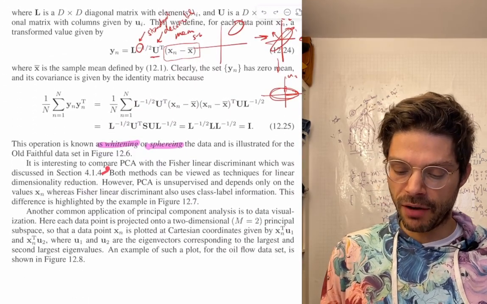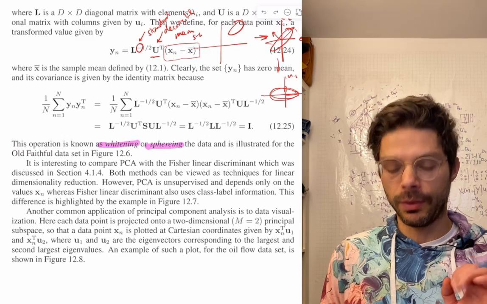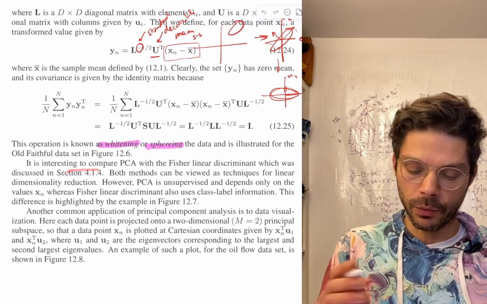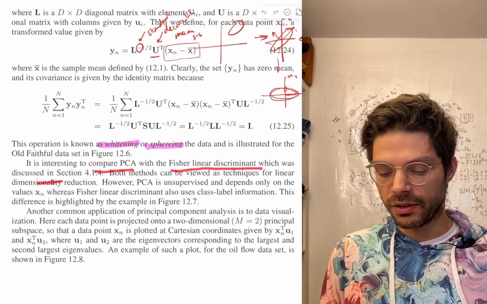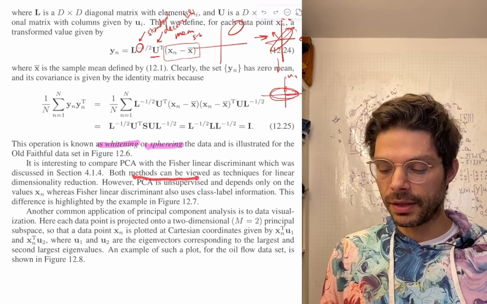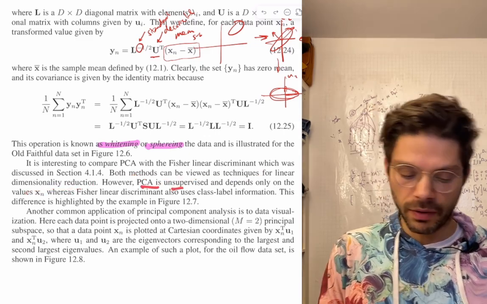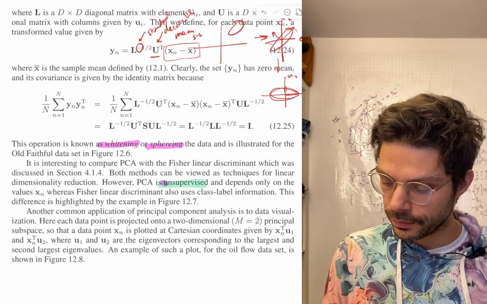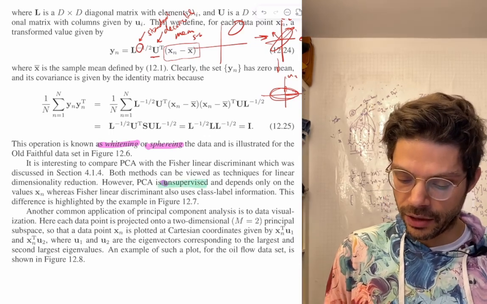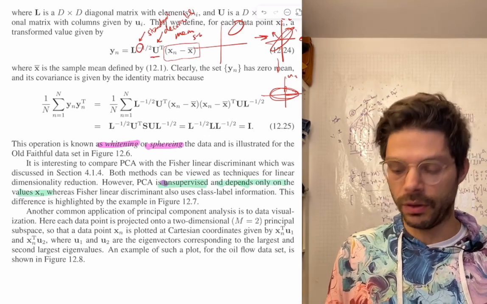We haven't covered LDA yet, but let's just point this out as we go, and we'll touch on it again when we go back to chapter 4. Compare PCA with the Fisher linear discriminant, which was discussed in 4.1.4. Both methods can be viewed as techniques for linear dimensionality reduction, but PCA is unsupervised, so let's highlight that, and depends only on the values x_n, whereas Fisher linear discriminant also uses class label information.